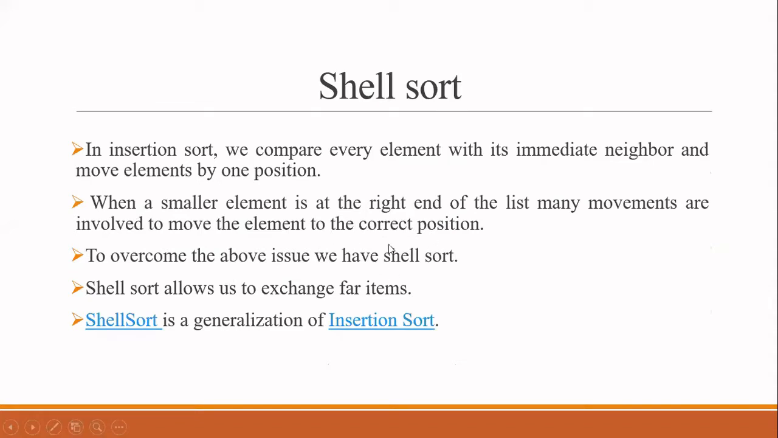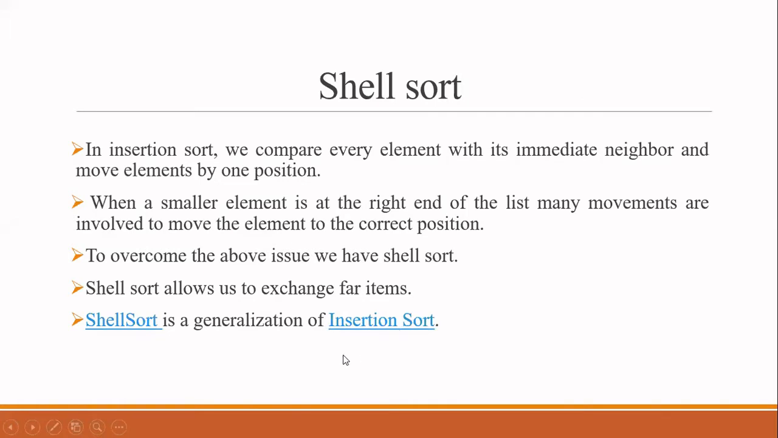This shell sort allows us to exchange far items. Previously, we exchanged only the neighbors, that is, elements which are one position apart. But now we are going to exchange far items. The distance between the two elements we are going to exchange will be more. We can say that shell sort is a generalization of insertion sort. What it means is, in shell sort, we compare elements which are far away from each other. That distance you can choose. I will explain in the next slide. At one stage, shell sort will behave like insertion sort only. That's why they say shell sort is a generalization of insertion sort.